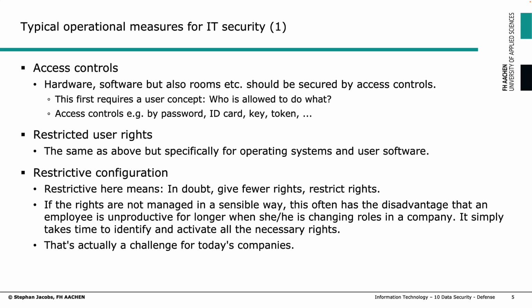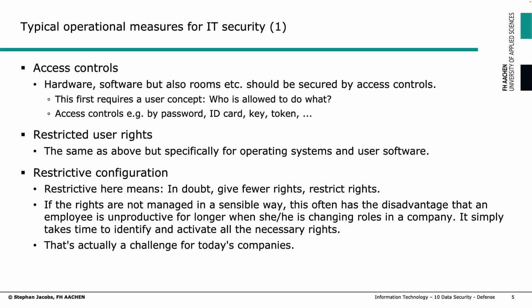First, there would be access controls. Not all software, not all hardware should be available to all people, to all employees in a company. This is the same as you do with rooms. Usually, not all rooms are open for everybody. There are, let's say, some private things which are locked away, and so it should be with hardware and software.